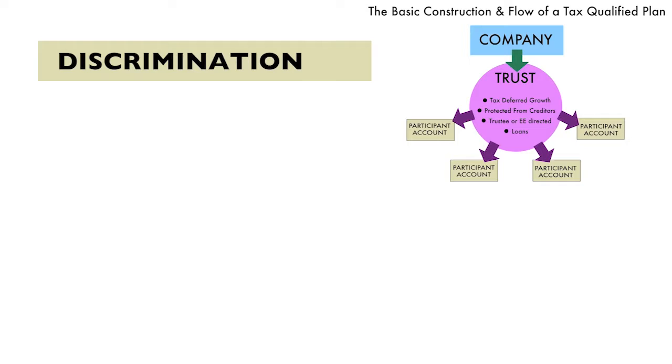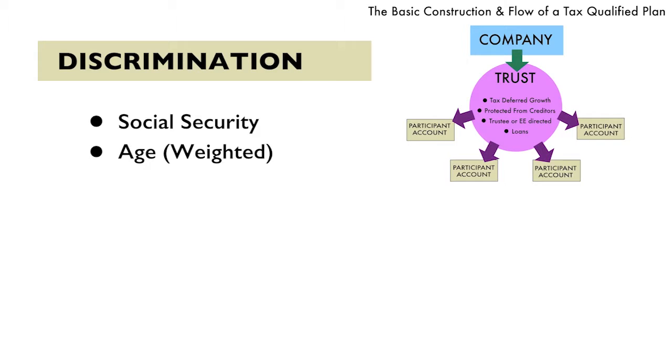Discrimination. There are rules that allow the employer to discriminate. One way is by integrating the plan with Social Security. Social Security in itself discriminates against the highly compensated. This can be reversed to some extent over time with a simple formula that increases the employer contributions each year by taking into consideration the Social Security tax rate.